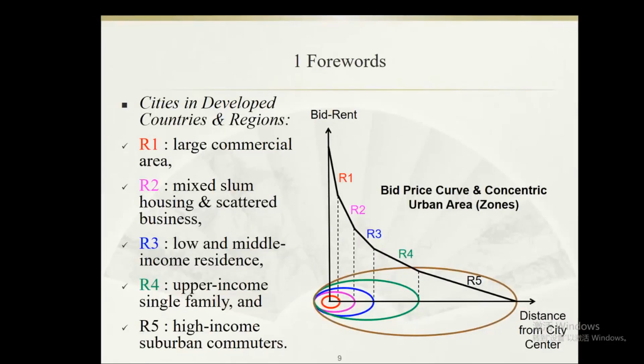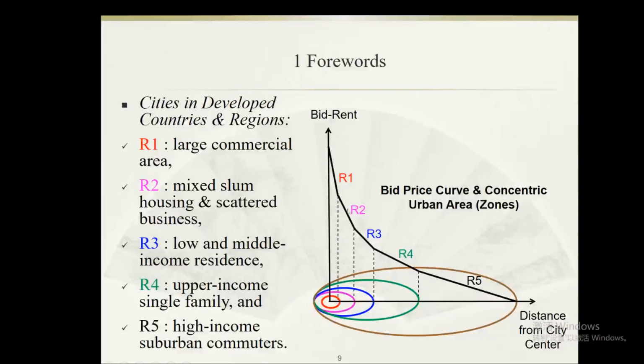Because of different land use types, different land use scales, and different land use intensities, they have different populations. For R1, pay attention, it's a city in developed countries, for example New York or Chicago or London or somewhere else in developed countries. R1 is a large commercial area.